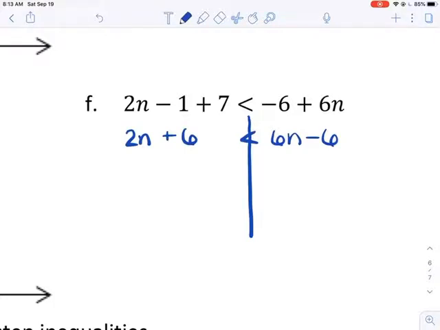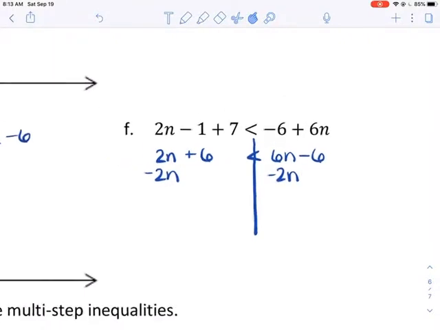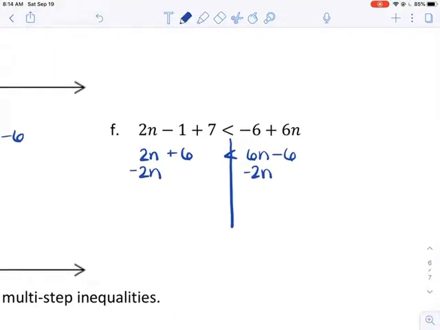Then I can either choose the 2n or the 6n to get rid of. Previously, we've said that we always want to get rid of the one that leaves us with less negatives. And now we kind of have a real reason why. We don't have to remember to switch the sign if we don't have any negatives in the problem. So I'm going to get rid of this 2n over here. And then I get negative 4n minus 6. Then I can just do the opposite. And then I get 4n is greater than 12.